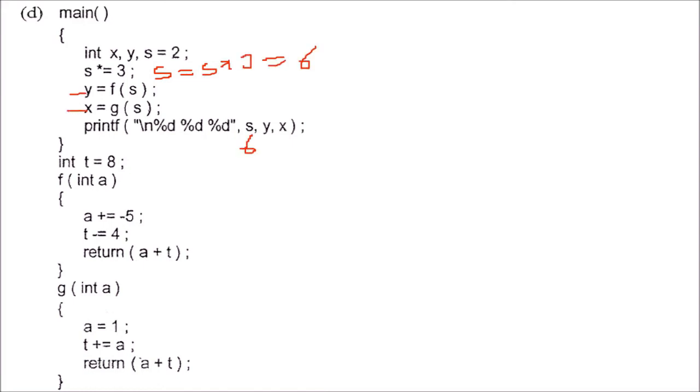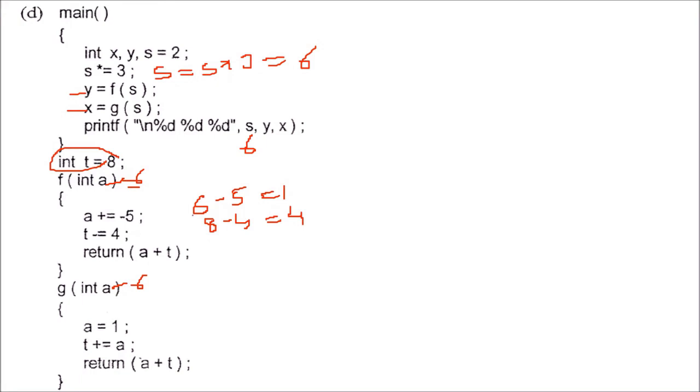Now let us go to Y and X. Y means 6 is passed here, and here also 6 is passed. Now T is 8. So A plus equal to minus 5 means we have passed 6. So 6 minus 5, that is 1. What is T equal to T minus 4? So T will be 8 minus 4. So T equal to T minus 4 means 8 minus 4, that is 4.